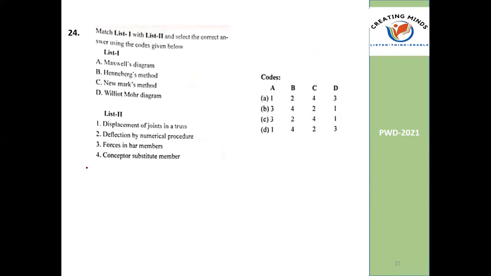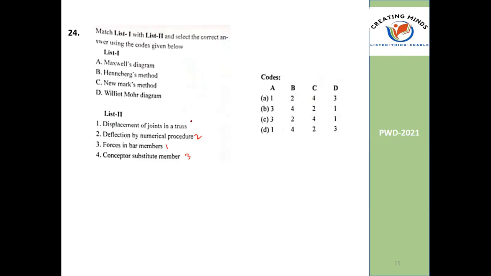Now match list one with list two. Any idea? Maxwell reciprocal theorem, Maxwell diagram: forces in bar elements. Keep in mind, forces in bar elements. Henneberg's method: deflection by numerical procedure. Newmark's method: concept of substituent matters. Williot-Mohr diagram: trusses.